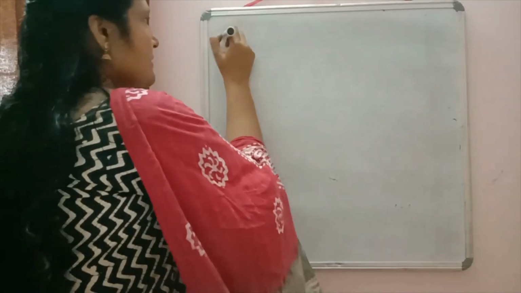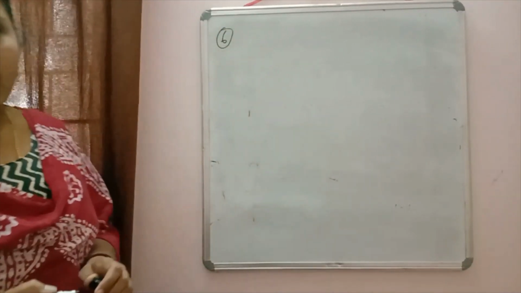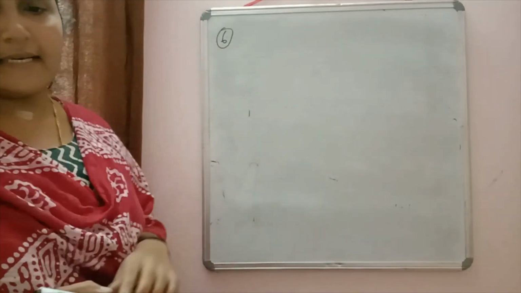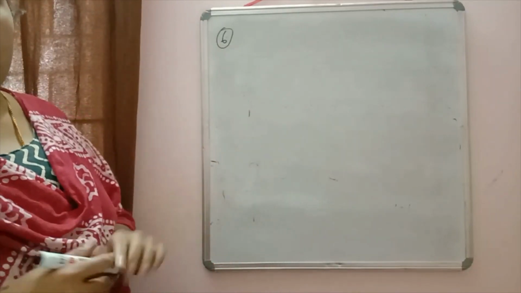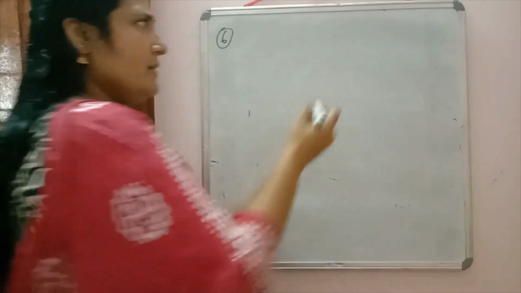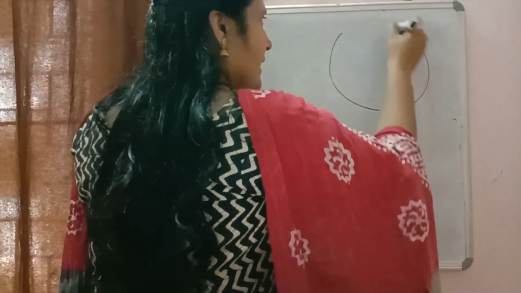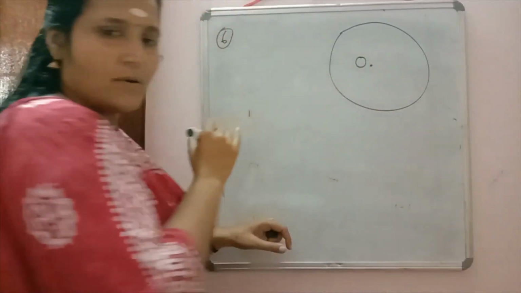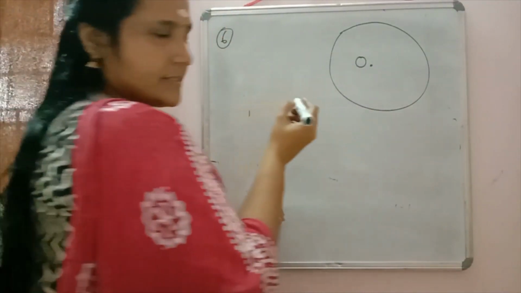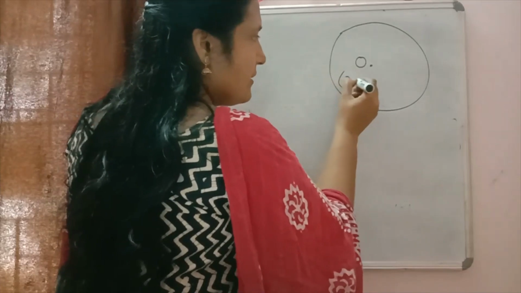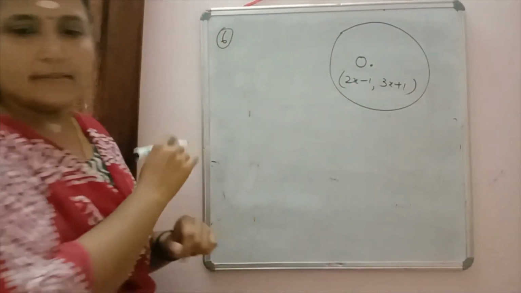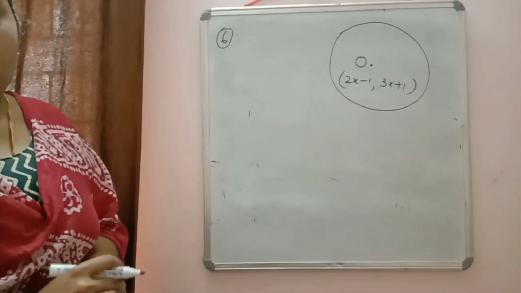Now the next question is question number 6. Question number 6 says the center of a circle is given. Since the question is related to the center, I am drawing the circle, I am drawing the diagram there. The center of the circle, denoted by the letter O, is given as 2x minus 1 comma 3x plus 1. The center is given. Find x.